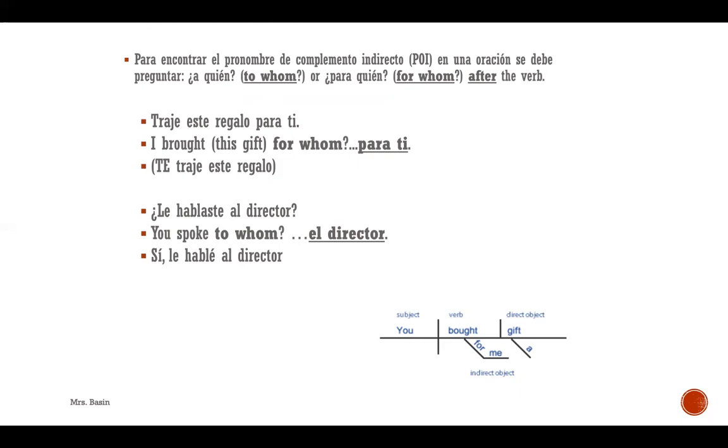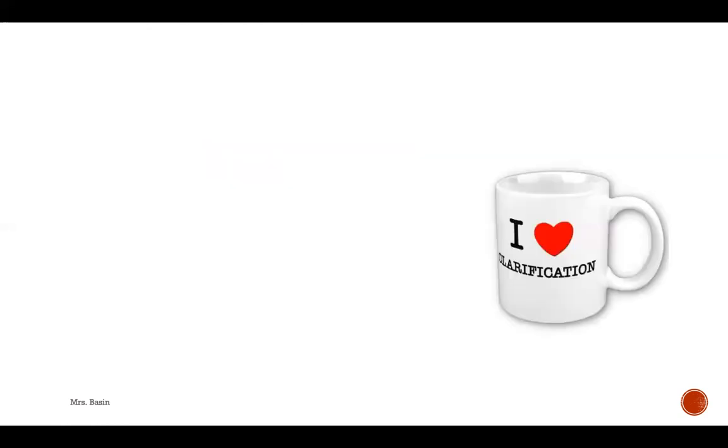¿Sí? Entonces, si yo digo, traje este regalo para ti, la pregunta es, ¿para quién? For whom I brought this gift. Para ti. So, para ti es el indirect object pronoun. So, te, right? Remember, me, te, le. So, te is the indirect object pronoun. ¿Le hablaste al director? So, you spoke to whom? El director. Sí, le hablé al director.